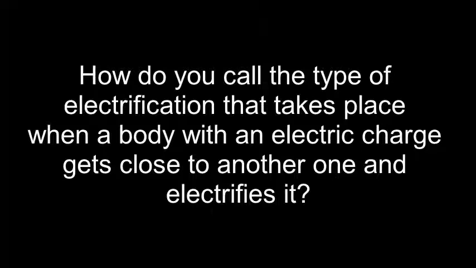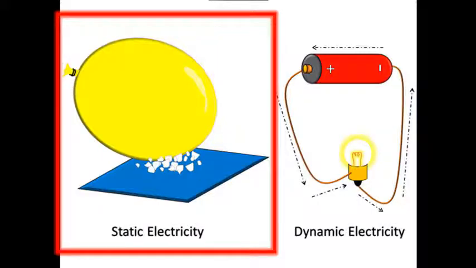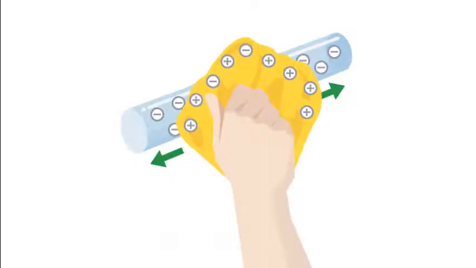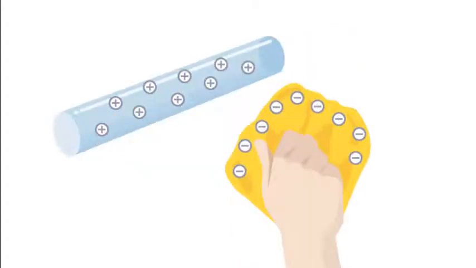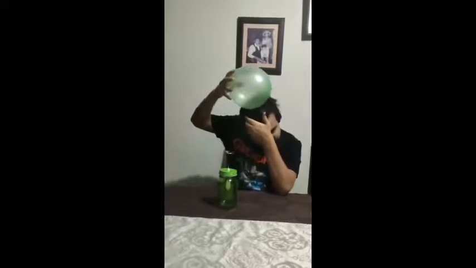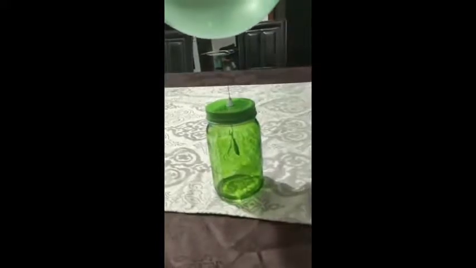How do you call the type of electrification that takes place when a body with an electric charge gets close to another one and electrifies it? The type of energy is static electricity, generated by rubbing two or more objects together, causing them to build up friction, exchanging electric charges between them, like what we did in our experiment when rubbing the balloon with Alan's hair, and testing its electricity through the electroscope. Thanks for watching.